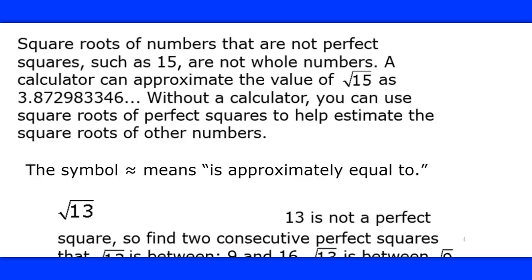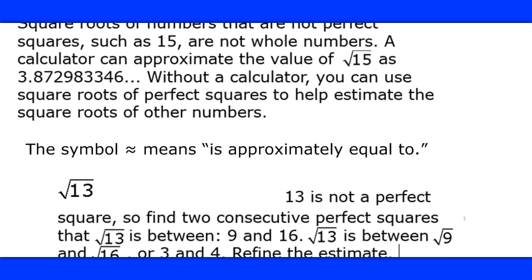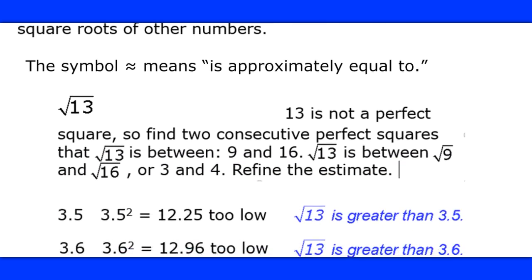So what you need to do is we need to go back. We can either on our calculator hit square root 15, hit enter, and this is what we get. This number is an irrational number. It does not have a specific end. It does not terminate. It does not repeat. Okay? What we can do, though, is we can use other perfect squares to kind of get an idea.